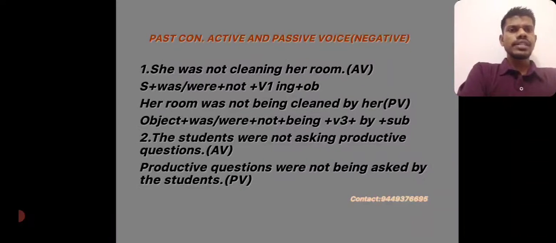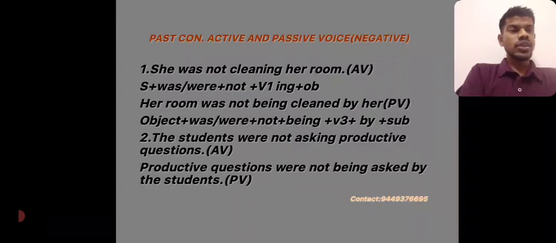Second sentence, you can see the students were not asking productive questions. Here, what will be the object? That is productive questions. Then what is the subject? That is students. Then what is the auxiliary? That is were not. Here, first we have to use the object as the subject in the passive form. So I take productive questions.